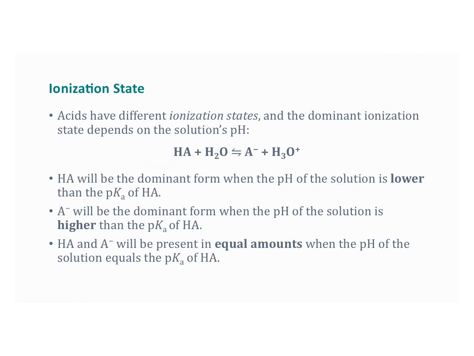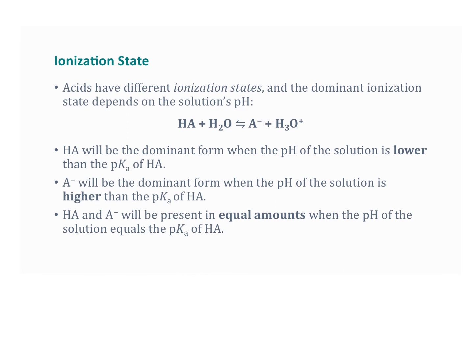Now, the final thing that we cover in 6.2 is something that you're going to use in biochemistry. And basically, acids can have different ionization states. And the dominant ionization state depends on the solution's pH. So basically what we're saying is, you can have an acid that has the proton, or the conjugate base that doesn't. And which state you have present depends on where the equilibrium lies. If the equilibrium lies over here, then that proton's going to be on your acid. If the equilibrium lies here, you're not going to have a proton on your acid.